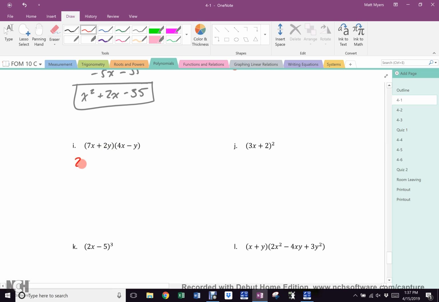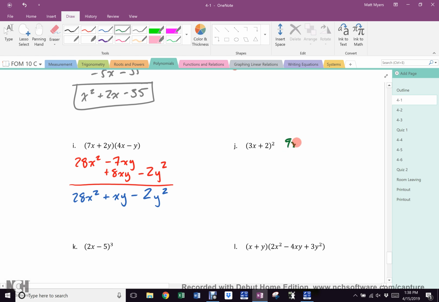This one, 28x squared minus 7xy plus 8xy minus 2y squared. I lined up the x and y's because they're like terms. And I get an answer of 28x squared plus 1xy. Do we write 1? No. 28x squared plus xy minus 2y squared.